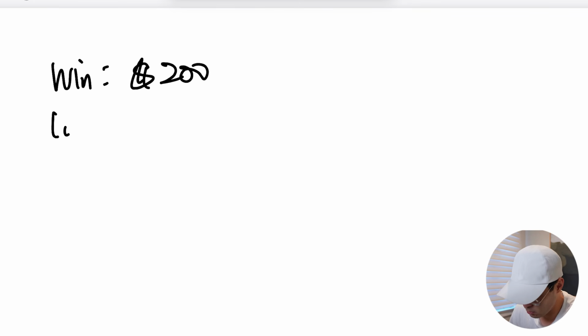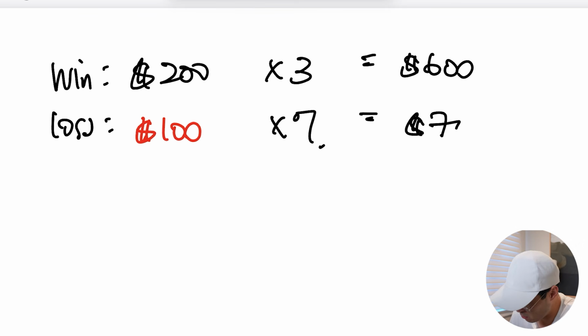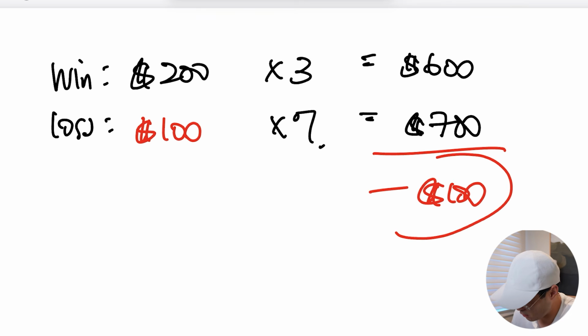So ideally, what we want to do is actually this. Let's assume we maintain that 2-to-1 risk to reward. So we win, we make $200, and when we lose, we lose $100. Let's assume that we had a really bad month. I only win 3 times and I lose 7 times. It happens. Okay, we have bad months. In this case, I make $600 and I lose $700. I only end up losing $100 on a very bad month.